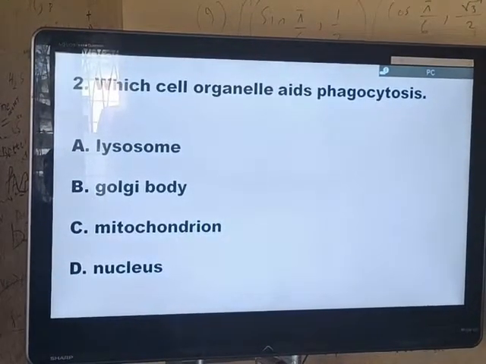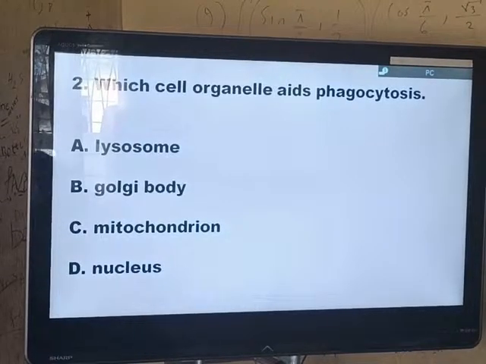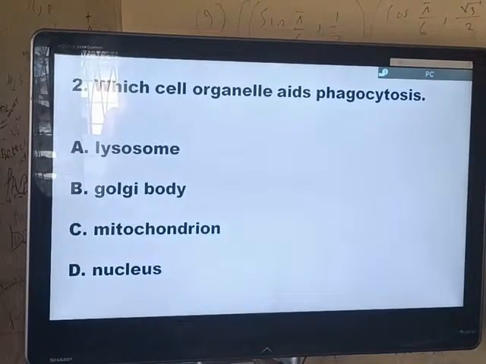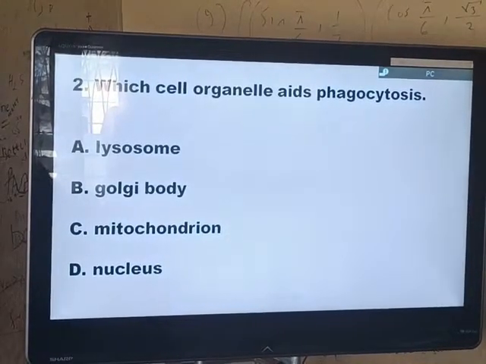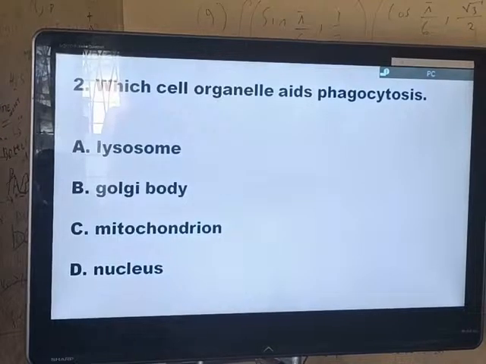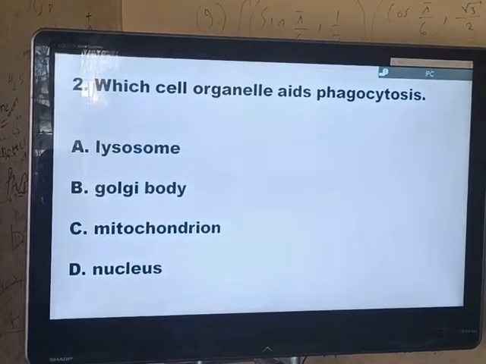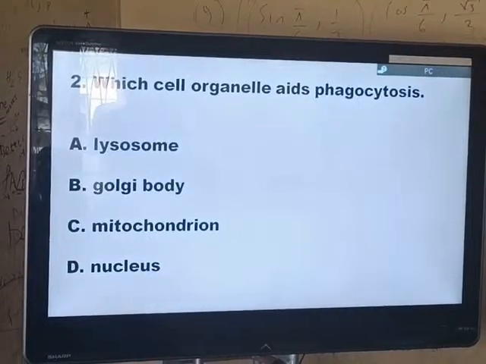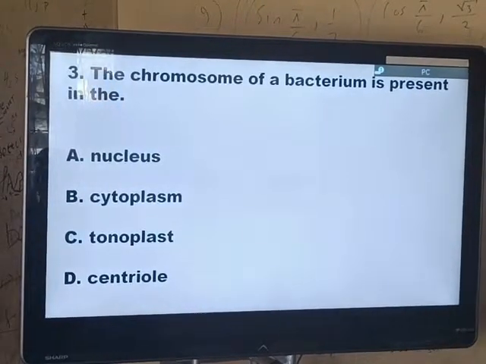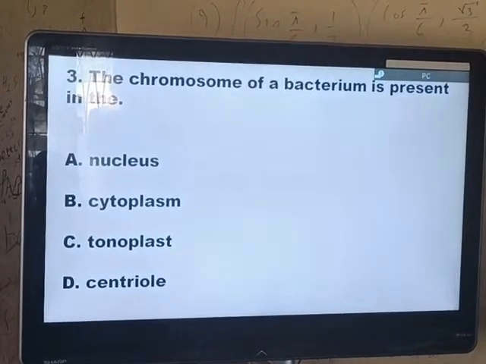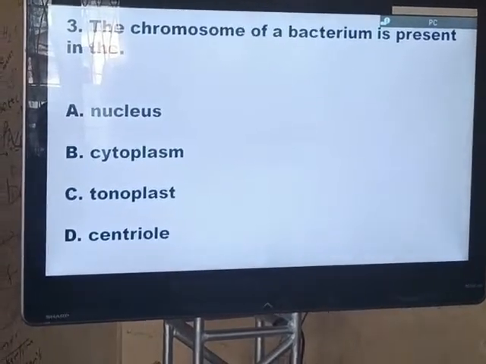So the cell organelle that aids phagocytosis is definitely lysosome. And like I've said earlier, another name for lysosome is suicide bag. So the correct answer to number two is option A. Let's go to number three. The chromosome of a bacterium is present in the dash.